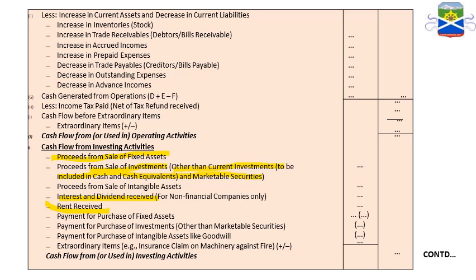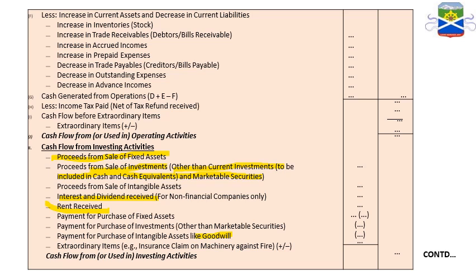Payment for purchase of fixed assets, payment for purchase of investment, and payment for purchase of intangible assets, like goodwill if you purchase it. But you have to remember, if goodwill value is decreased, then it will be shown under operating activity as goodwill amortized or written off. But if goodwill value is increased, then it will come under investing activities. Now extraordinary item, if there is a plus, you have to add it, or if there is a payment, then you have to minus it.